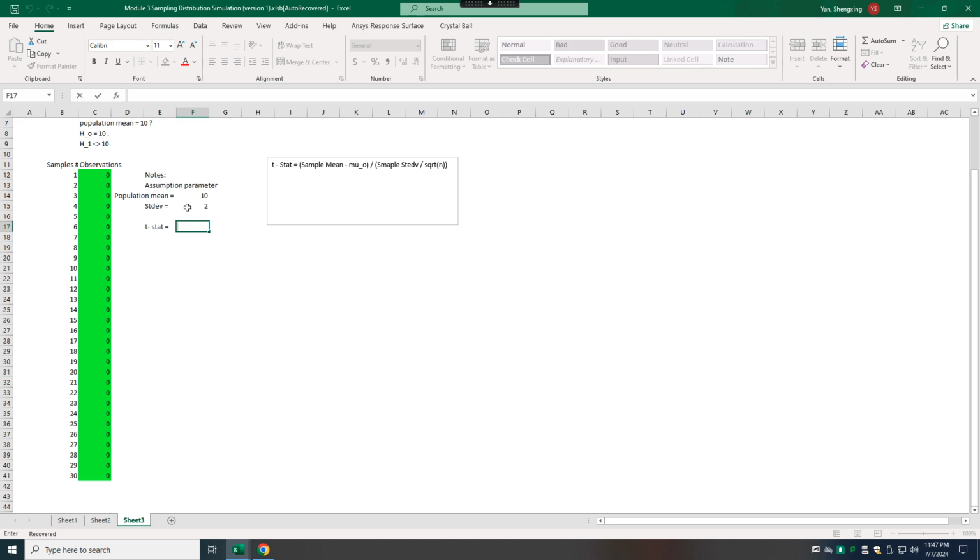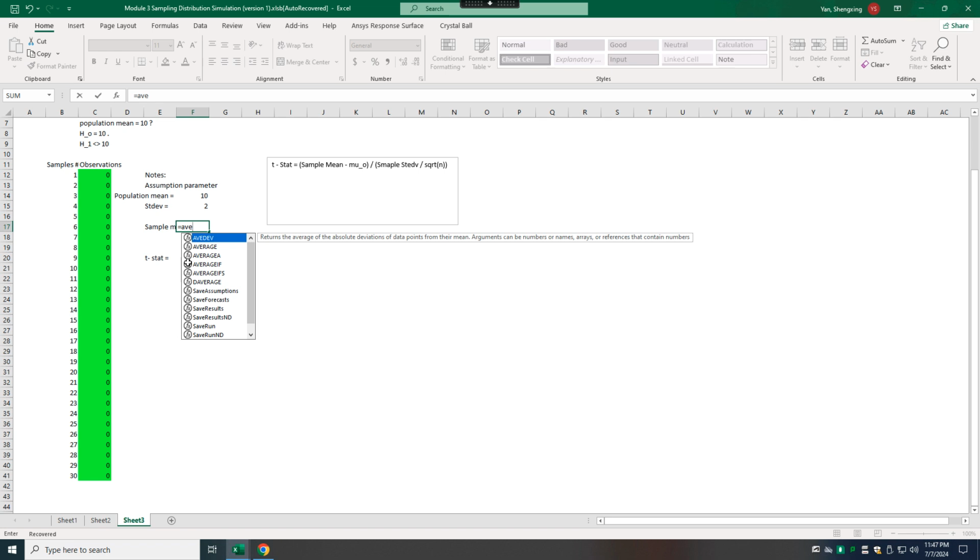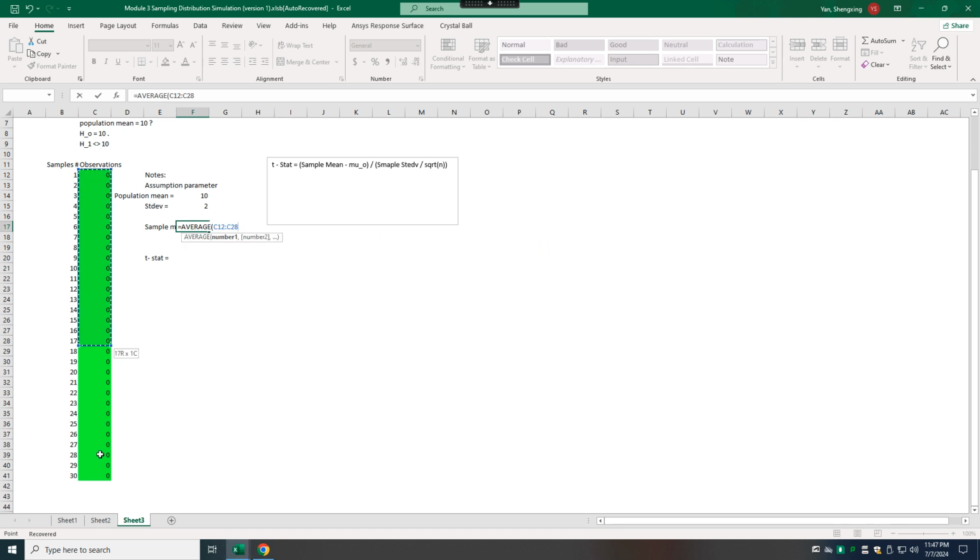Our sample mean will be in the formula the average of all observations. That's our sample mean, and the sample standard deviation is the sample standard deviation formula applied to our samples.